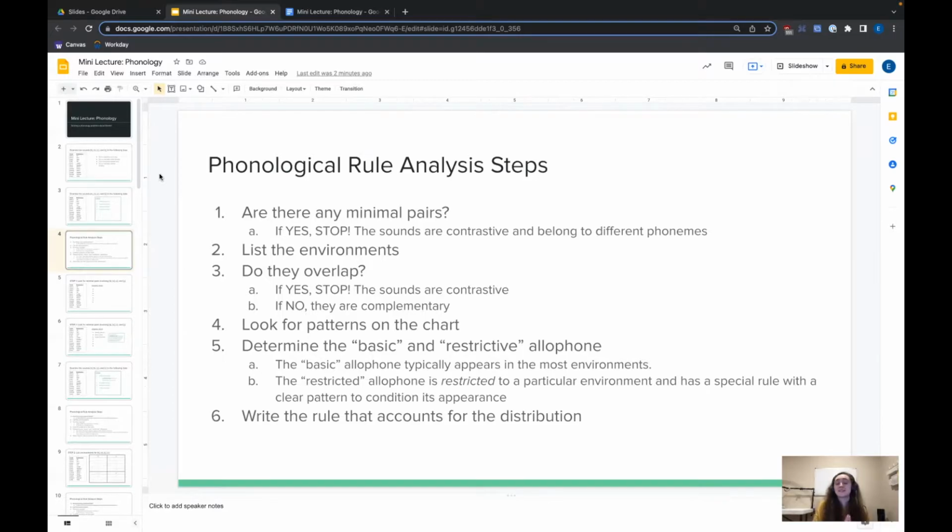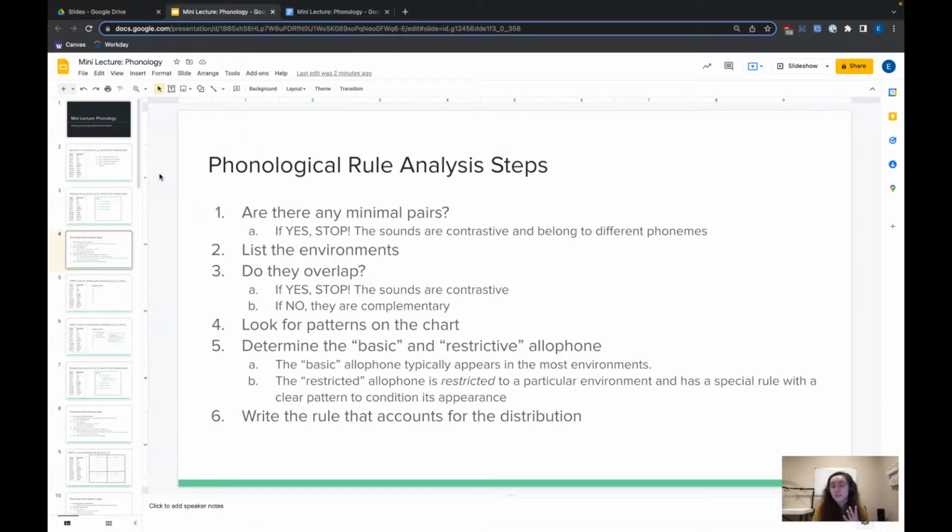So remember that these steps of phonological rule analysis are as follows. So first you look for minimal pairs. If you can find any minimal pairs concerning any of the sets that we're looking at, then you're done with that set. And you have figured out that those two are contrastive sounds that belong to different phonemes. If you can't, then you move on to the next step, which is listing all of the environments that the sounds appear in. And then you observe those environments. You ask, do they overlap with each other? If they do, then those are contrastive sounds and you stop with that set. If they don't, then they are in complementary distribution and you move on to the final steps.